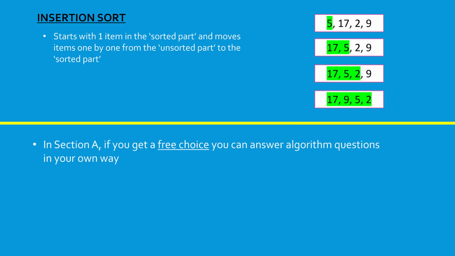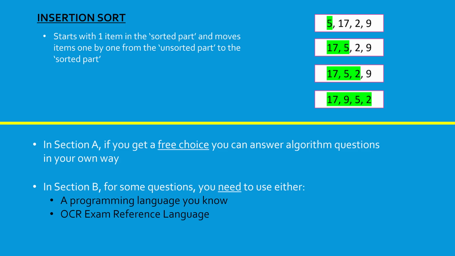Moving on now to think about programming. There are 2 sections in the paper, A and B. In A, you're going to get mostly free choice when you answer algorithm questions, so you can really answer it in your own way. Whereas in section B, there might still be some free choice, but most of it will be more restricted. So for some questions, you've got to answer in a programming language, either a real one, which you've learned in class, or a fake one, which is OCR exam reference language, ideally. In all of the examples to come, there'll be an OCR exam reference language, but if you know the equivalent in your language, that's great. In fact, I think that's better.